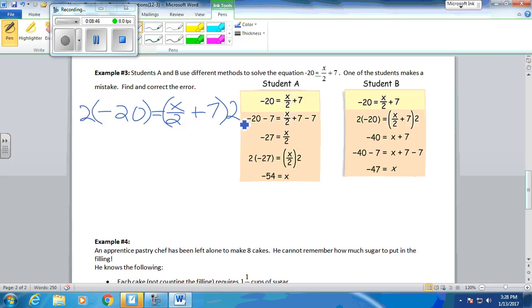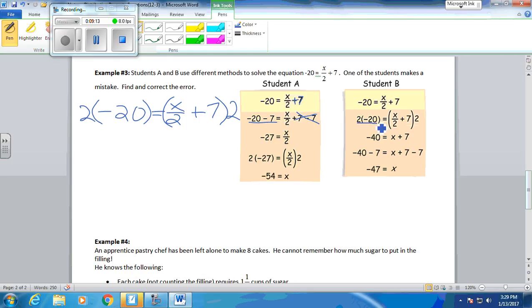No. They had a positive 7 right here, and they said, can't I just decide that I want to get rid of that 7 first instead and subtract 7 from both sides? And so this gives you 0, and then negative 20 minus 7 will give us negative 27. Nothing wrong with what they've done there. So what we need to do is double check student B, who did multiply both sides by 2. Let's check to see if their work is correct.